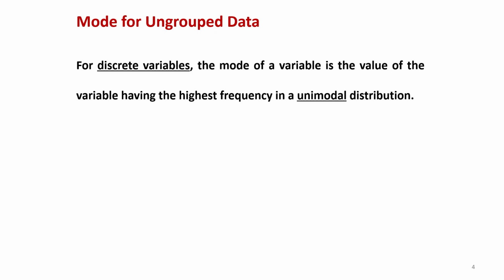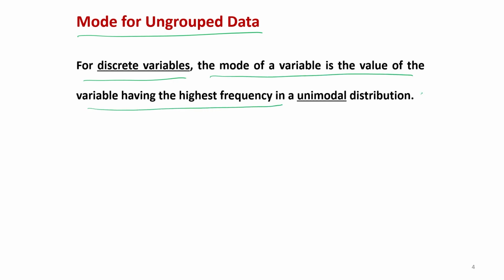Now, the mode of the frequency distribution can be obtained, and there can be two types of data set, grouped and ungrouped. The mode can be obtained in both cases, but the approaches are different. So first we consider the mode for ungrouped data. For discrete variables, the mode of a variable is the value of the variable having the highest frequency in a unimodal distribution, right? Usually we don't write the word unimodal because we assume there is only one mode, but we have to be on the safe side, right?